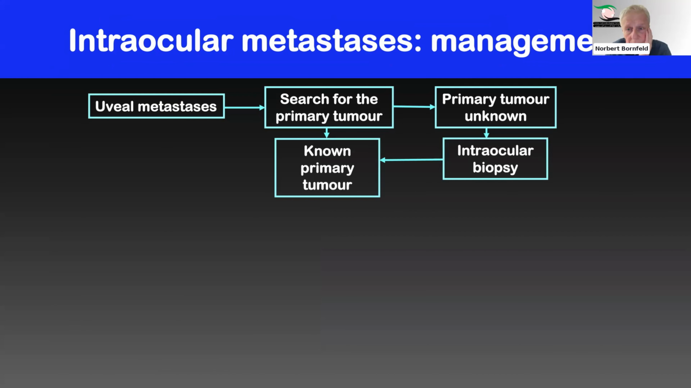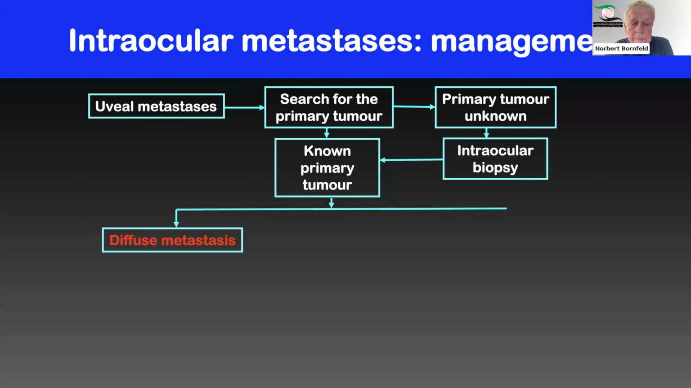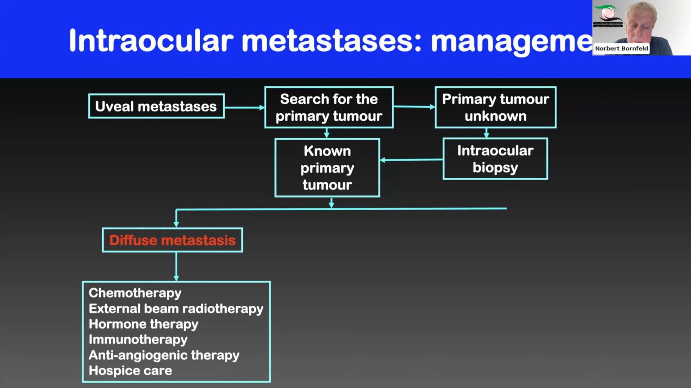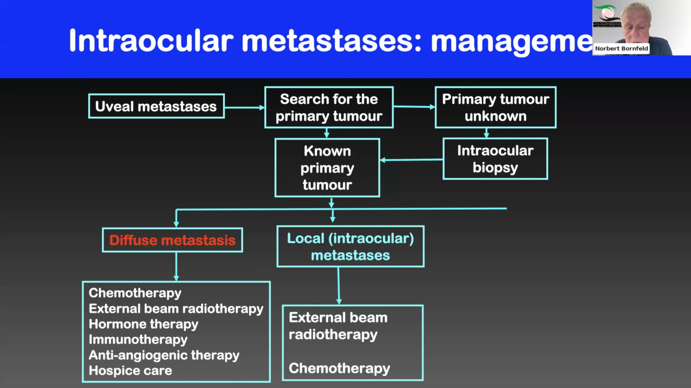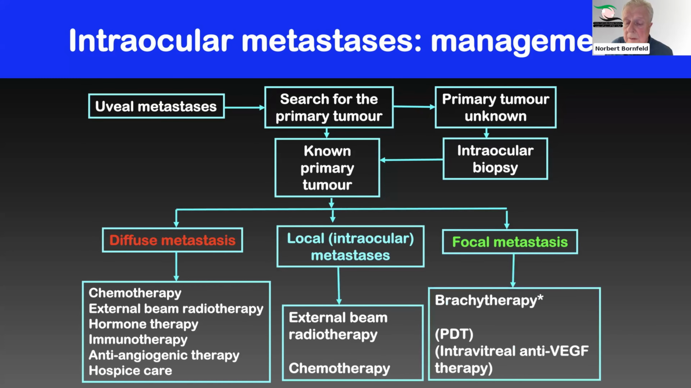Search for the primary tumor. If you do not know the primary tumor, consider intraocular biopsy to make a diagnosis. In diffuse metastases, you of course can do chemotherapy, external beam radiotherapy, immunotherapy, whatever may be available, or even hospice care. In local intraocular metastases, external beam radiotherapy or chemotherapy may be helpful. And you may see focal metastases, just a focal tumor, and then brachytherapy or even PDT may be evaluated.